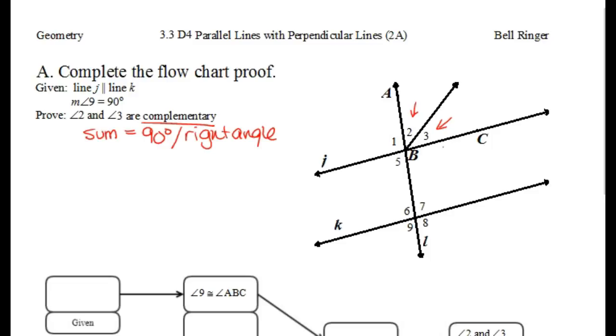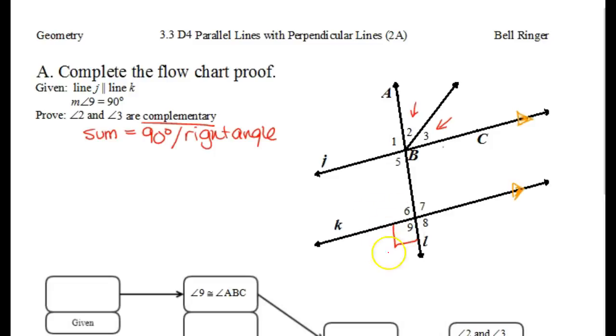What we're given is that line J is parallel to line K, and that means that all of our rules apply. Our alternate interior angles are congruent, our alternate exterior angles are congruent. All of those rules will apply now. And the other thing that we're given is that the measure of angle 9 is 90 degrees. Does that help?